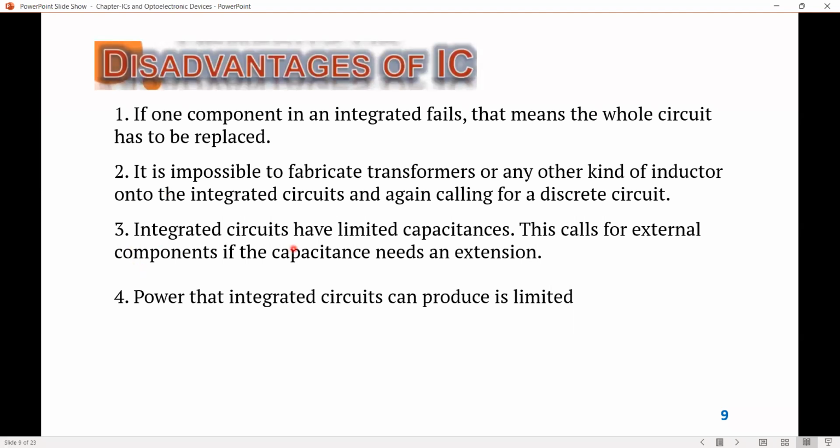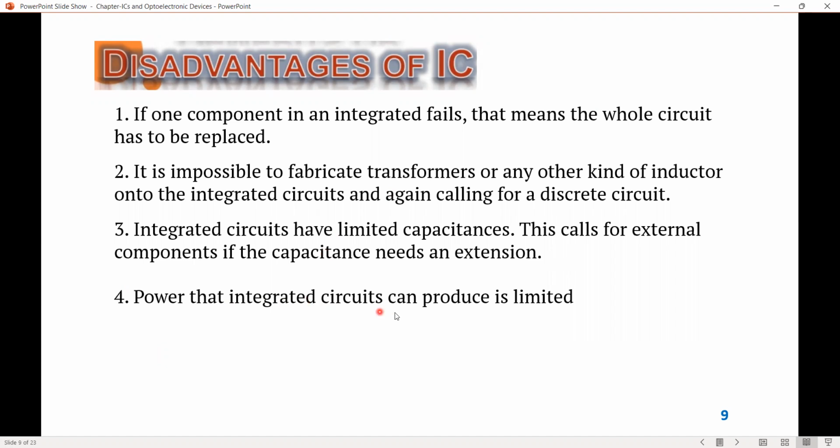Third thing, integrated circuits have limited capacitances. This calls for an external component if larger capacitance is needed. If we have an IC with capacitors, the capacitor size is limited. We cannot have a large capacitor because the value of a capacitor depends upon the plate size, the area of the plates. Because IC means that in a small area we have many components, we cannot design large value capacitance in the IC.